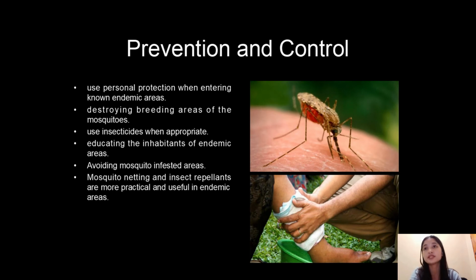Next is destroying breeding areas of the mosquitoes. Use insecticides when appropriate. Educating the inhabitants of endemic areas. Avoiding mosquito-infested areas. And mosquito netting and insect repellents are more practical and useful in endemic areas.